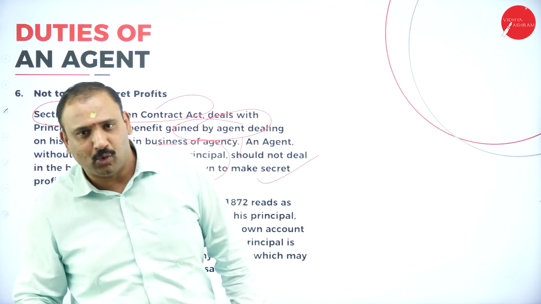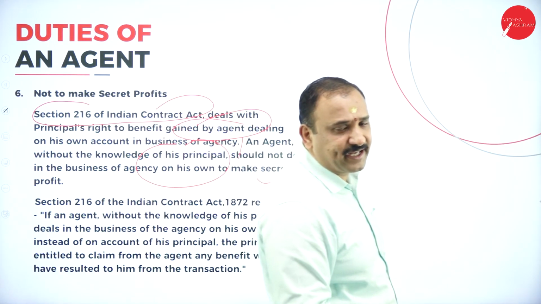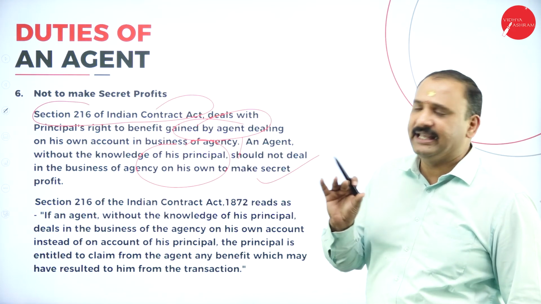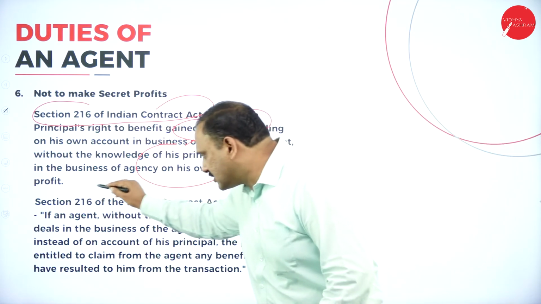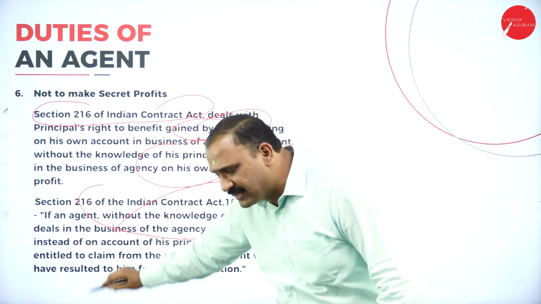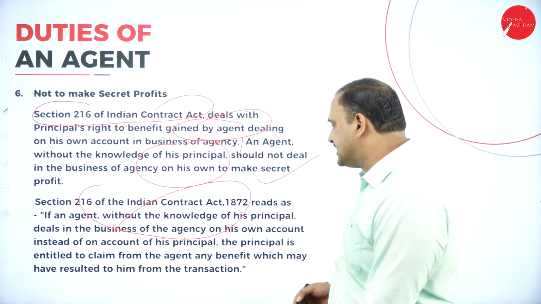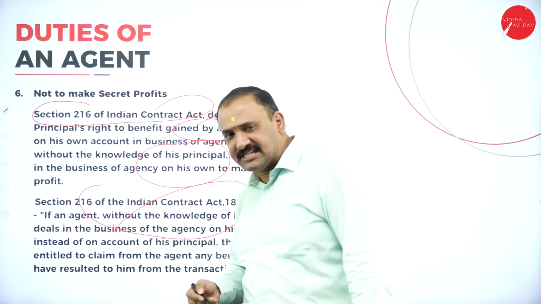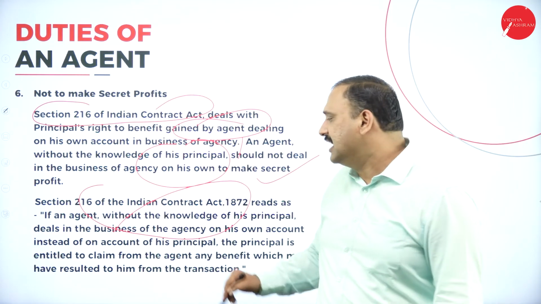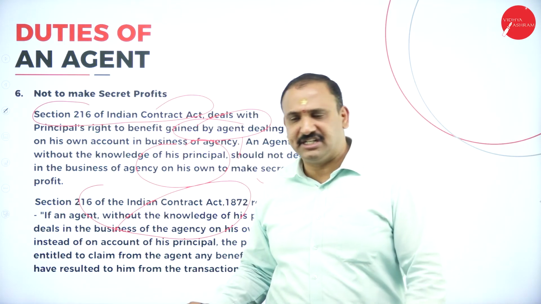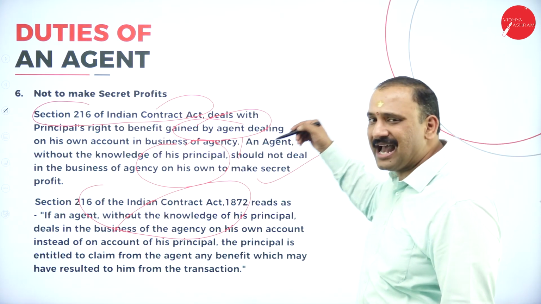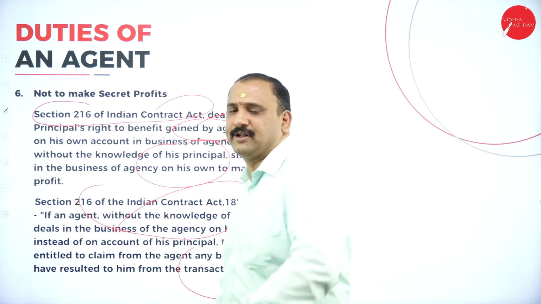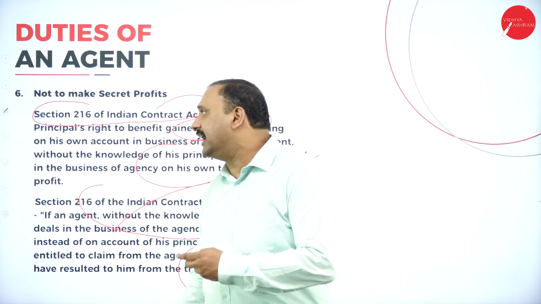Now, in the name of the owner itself, if I start making deals and I start taking profits, then that is said to be completely illegal. So, Section 216 of the Indian Contract Act says very clearly, if an agent without the knowledge of the principal deals in the business of agency and tries to make money, then that would become a serious issue where the principal will have the right to claim any benefit, and that might also go in for a legal case altogether.